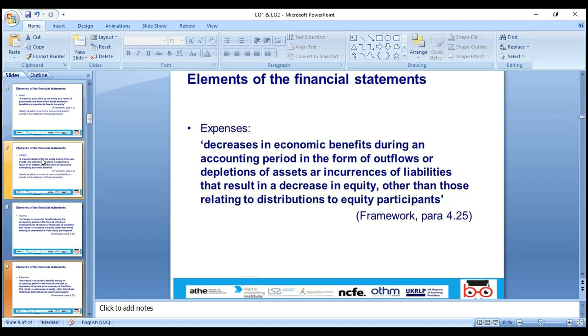Expenses normally decrease the economic benefit during the accounting period in the form of outflow. Normally when we have more and more expenditure, it means we need to make more and more payments. When we make more and more payments, it will actually decrease the economic benefits. So anybody any question?